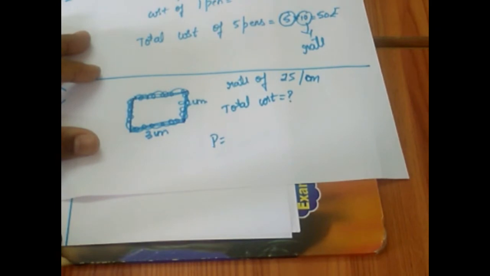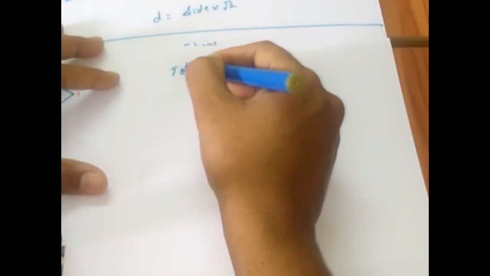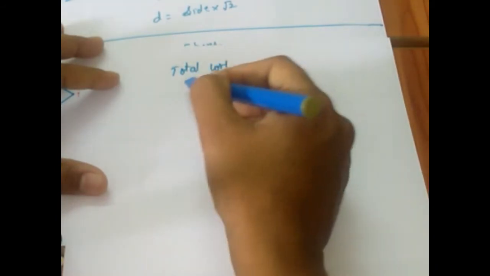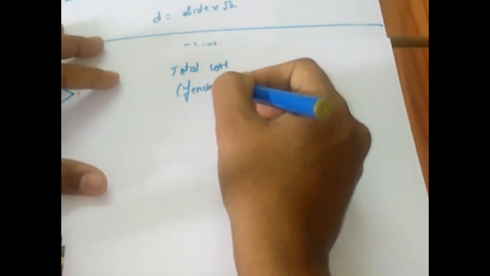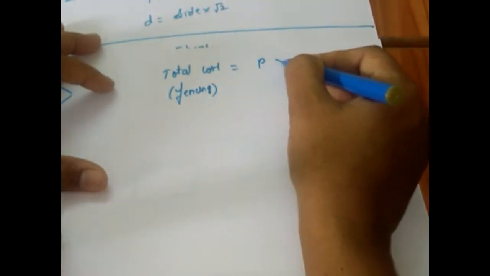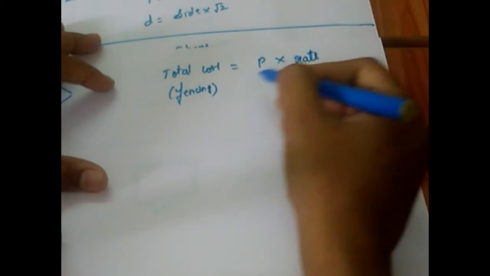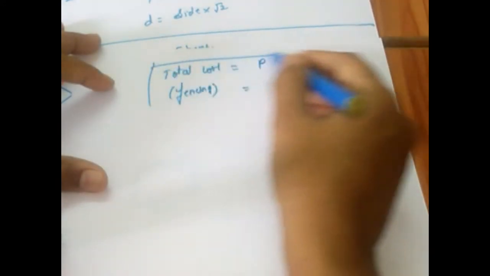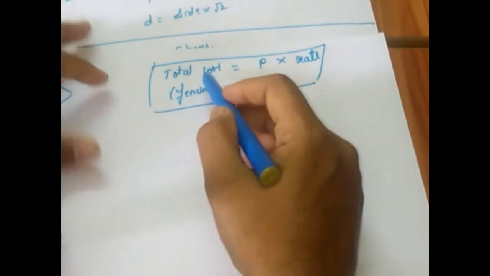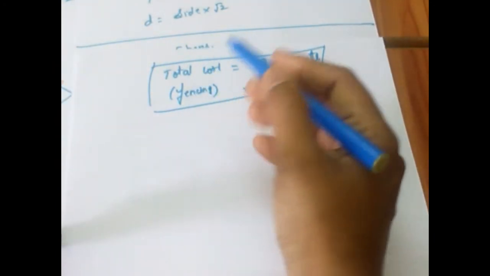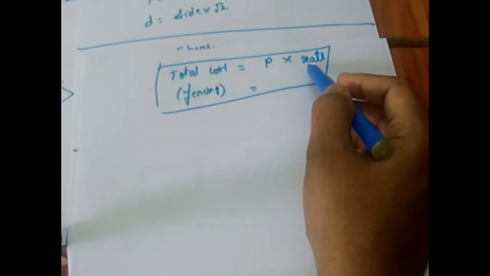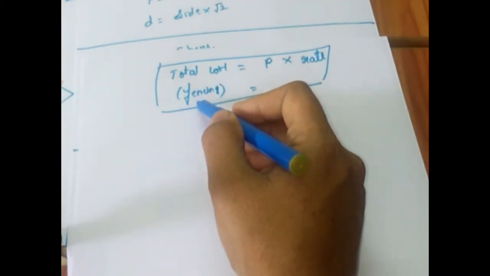So whenever you have a problem called fencing, fencing means what? It is a protection layer given for the rectangular region or even for a square region. So we say that the total cost, when it is given as fencing, will be equal to perimeter into rate. So this is one more formula which you need to remember. So how do you calculate the total cost of fencing? This fencing is very important. This formula can be applied only when you are calculating the total cost of fencing.